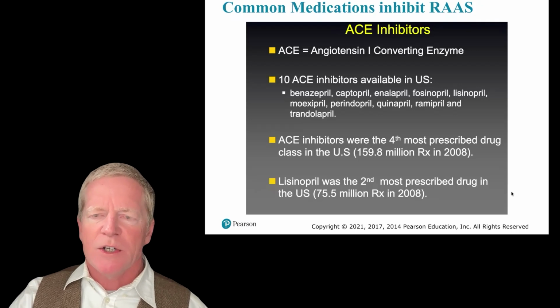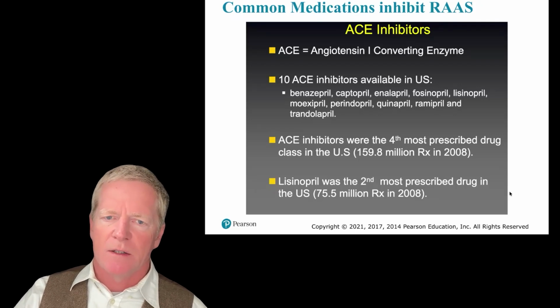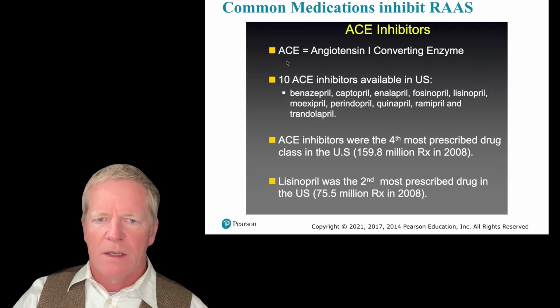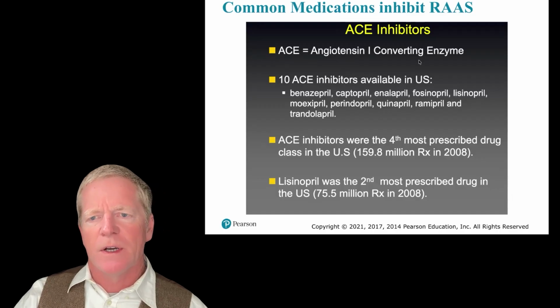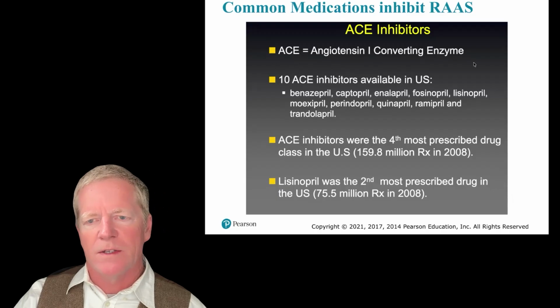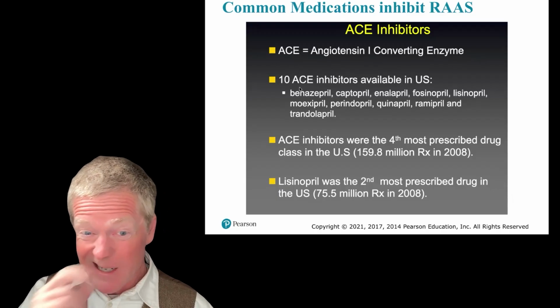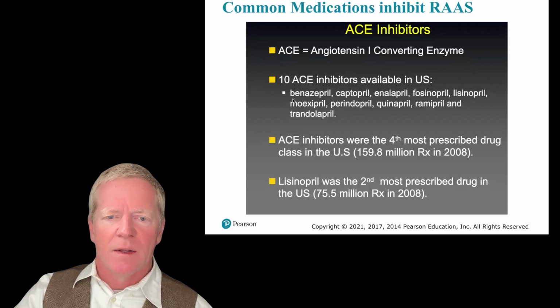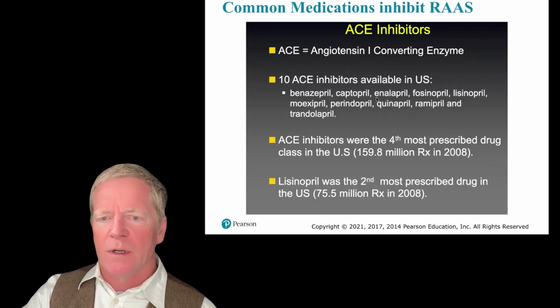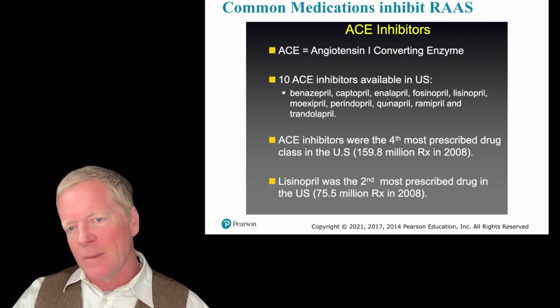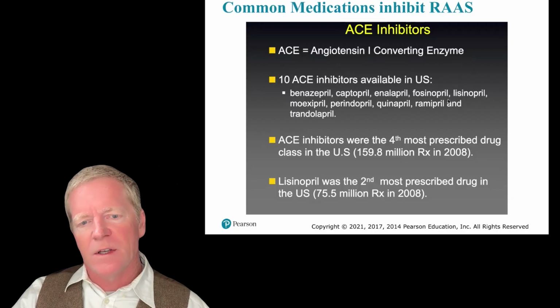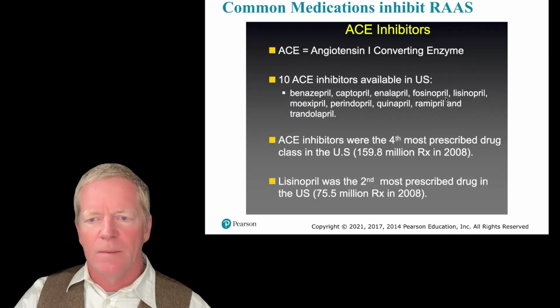So common medications inhibit this renin-angiotensin-aldosterone system. The angiotensin converting enzyme, ACE, is the target for most of these common medications. ACE inhibitors that are available in the United States include things like benazepril, captopril, enalapril, and so on and so forth. Most of them have this pril name at the end of the inhibitor name.